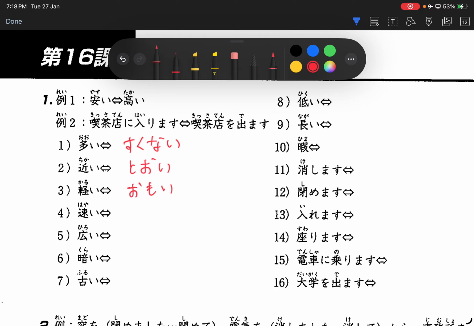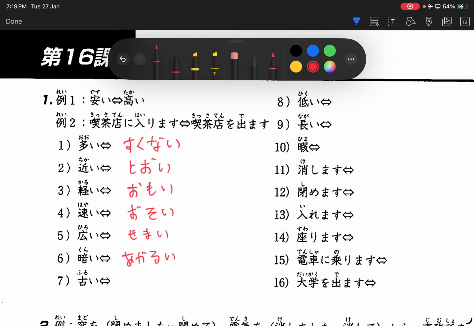Omoi. Right? Heavy. 4th one, hayai. Very easy. Osoi. Thank you. Okay. Number 5, hiroi. Semai. Number 6, kurai. Thank you, very nice. Akarui. Right? Akarui means bright.